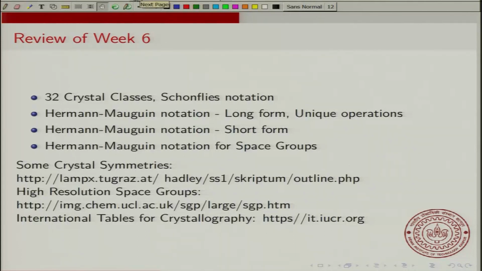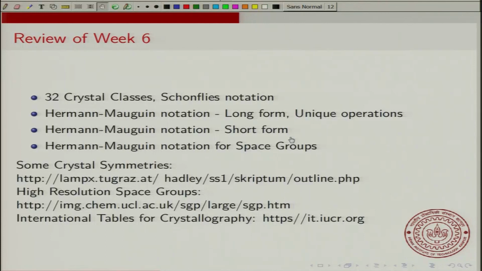So, to summarize what you learnt in week 6, we learnt about the 32 crystal classes and the Schoenflies notation. We learnt the Hermann-Mauguin notation, the long form, and the concept of unique operations. That helped us to write the Hermann-Mauguin notation. Then we learnt about the short form of the Hermann-Mauguin notation, where we used a lot of ideas from combination of symmetry operations, and how combination of symmetry operations implies presence of other symmetry operations.